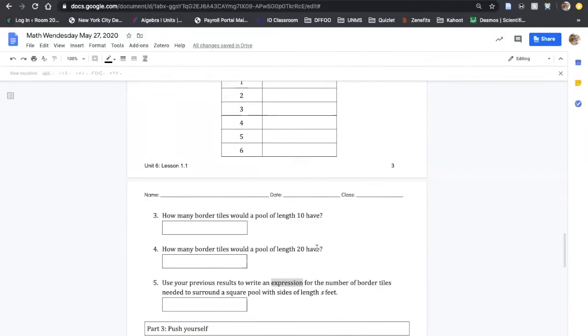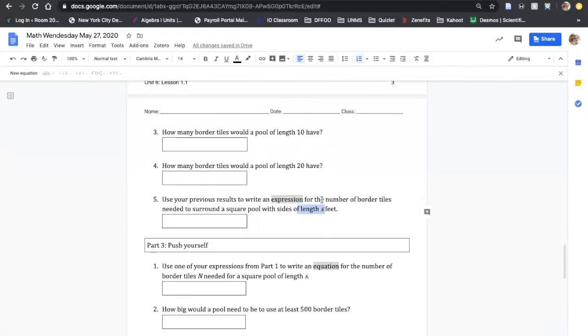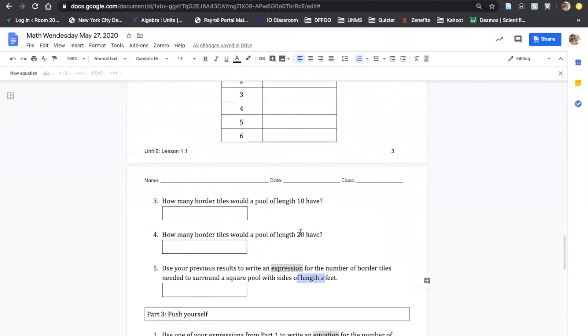And then also going up to a pool of length 20, how many border tiles would that pool have? Last thing is just to generalize that and try to write an expression for the number of border tiles that you need to surround a pool that has a side length of S. So in general, this one here is 10, this is 20. So if I had one that had a length of S, what would I have to do to figure out how many border tiles I need in that case?